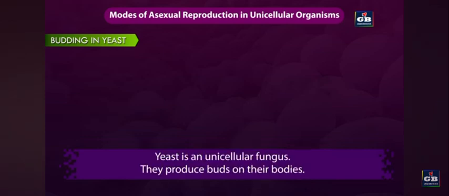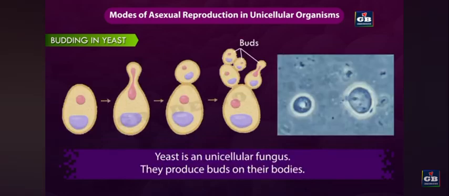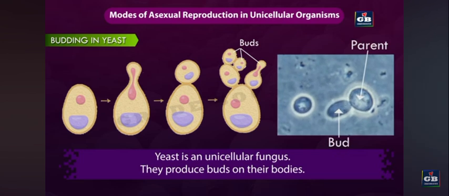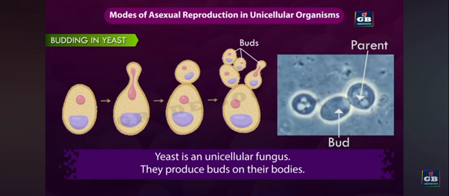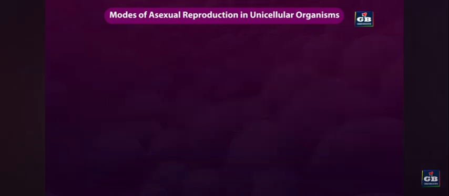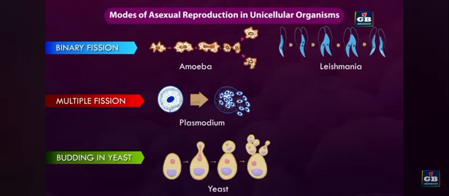Next one, budding. Yeast is a unicellular fungus. They produce buds on their bodies. These buds get separated and grow into an individual organism. This mode of reproduction is called budding. These are the methods of asexual reproduction in unicellular organisms.